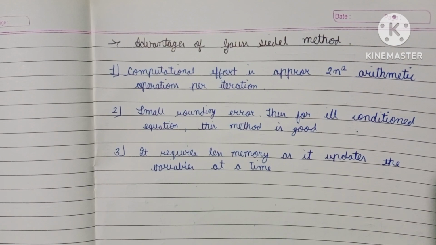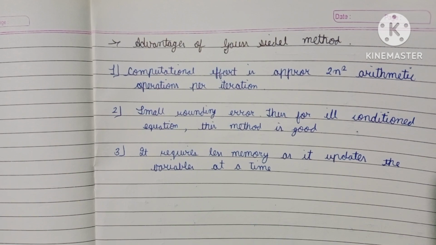Second advantage is small rounding error for ill-conditioned equation. In Gauss elimination method, the rounding error become quite large, so we can't use that method because of the nature of ill-conditioned equation are parallel in nature. So we can't find the solution in Gauss elimination method. So for ill-conditioned equation we can use Gauss seidel method, which give the correct values of x1, x2, x3 and x4 variables and other variables.